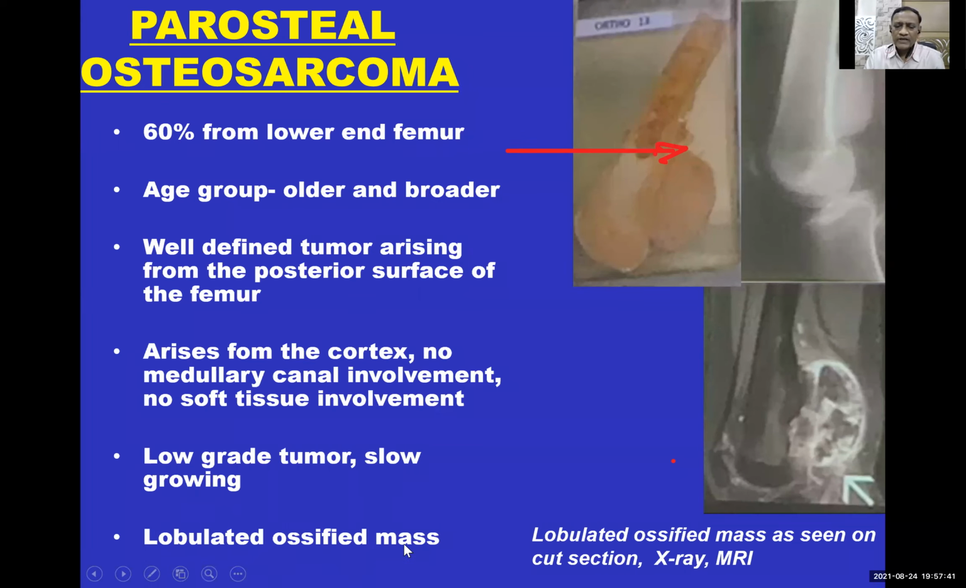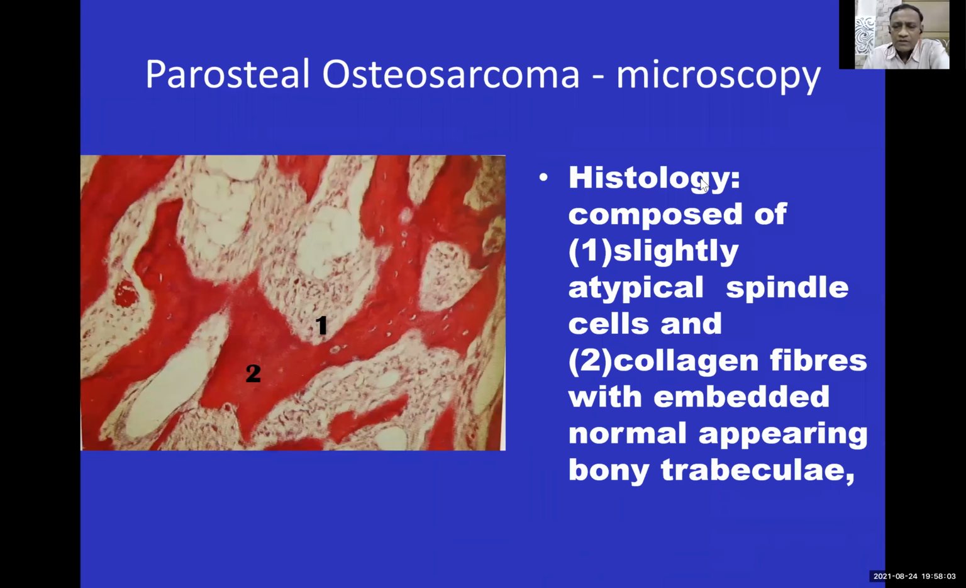Classically, it is a lobulated ossified mass. So when you take a cut section, the mass is lobulated. Even on the MRI, it shows the lobulated mass, and on X-ray, it shows the mass arising from the posterior surface of the bone. Histopathologically, it shows slightly atypical spindle cells and collagen fibers with embedded normal-appearing bone trabeculae.